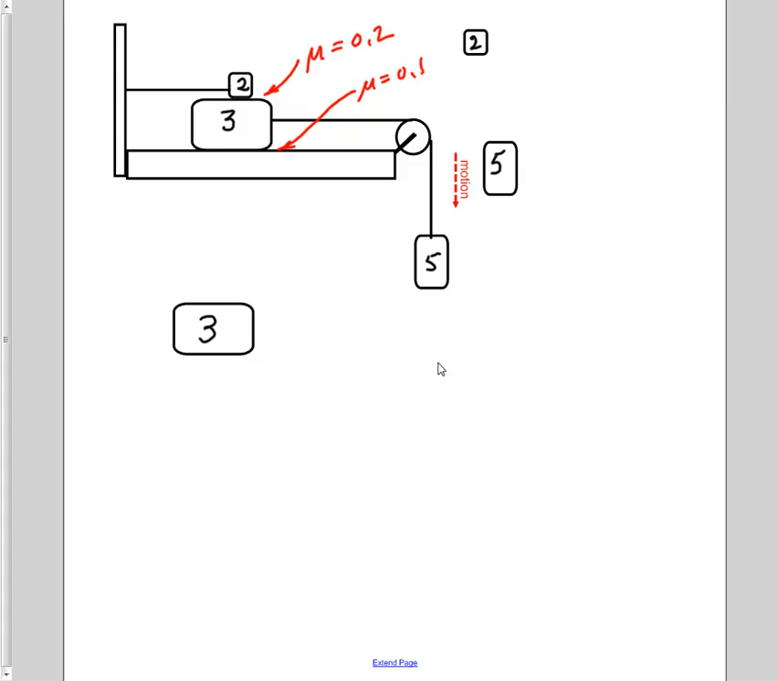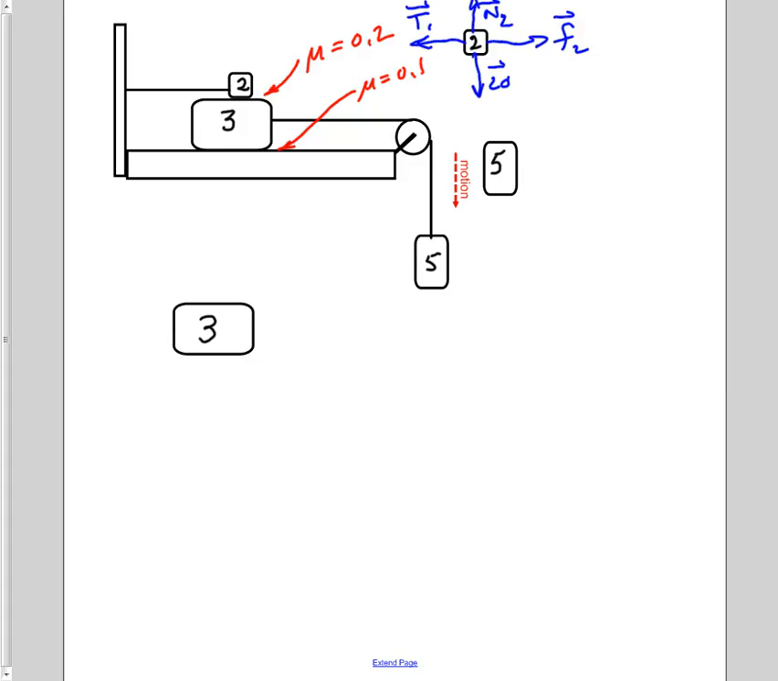I'll start off and choose the 2 kilogram object as the body. And the forces on it are a tension in this string, which I'll call T1, the object's own weight, which is 20, the normal force, which I will call N2, that's the normal force on the 2 kilogram object, and there is also a frictional force, which I will call F2, which is the frictional force which the 3 kilogram object exerts on the 2 kilogram object.